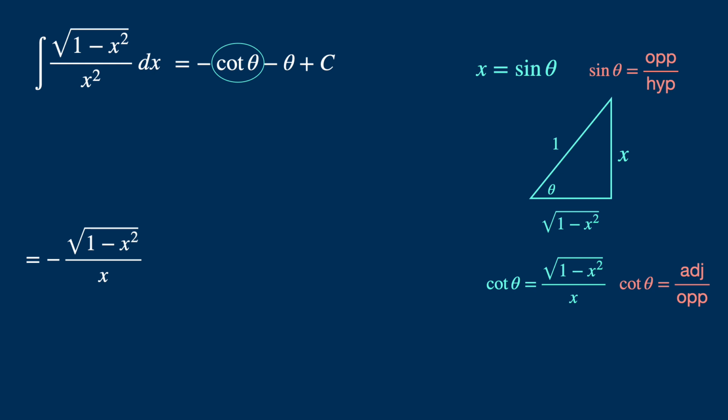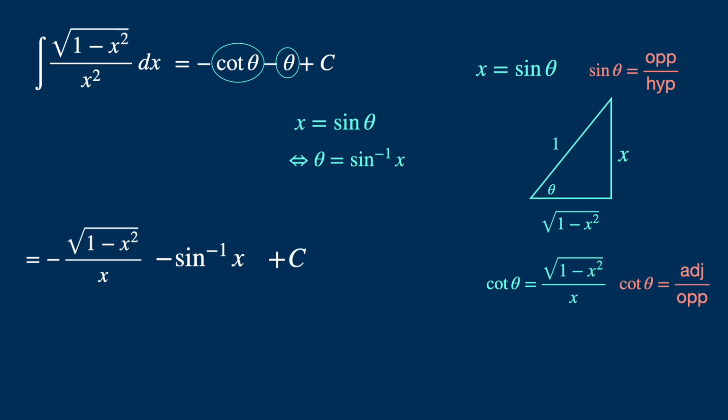What do you have to find? You have to find theta. So x equals sine theta, and we need to find the angle. So we're going to use the inverse trigonometric function. Theta is going to be arcsine x. So we find theta equals arcsine x, and we have minus arcsine x plus C.